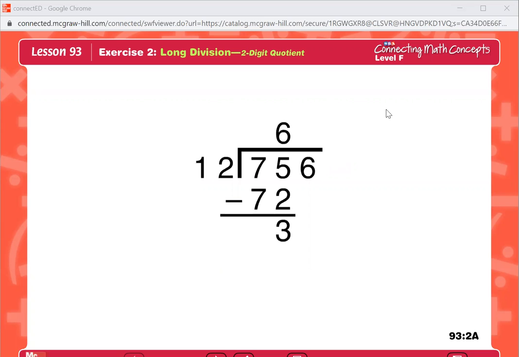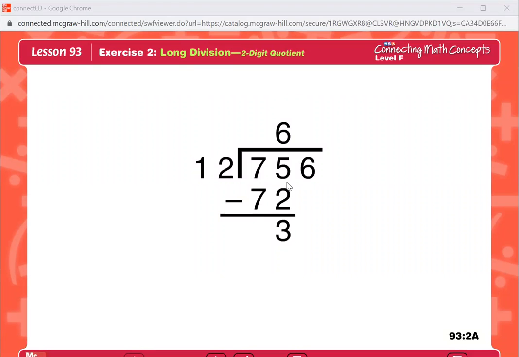Good morning, everyone. Today we have lesson 93 right here. Hopefully you can see what I'm drawing on right now. Let's start things off with some long division. This is called a two-digit quotient.